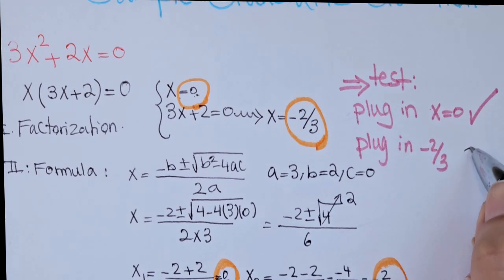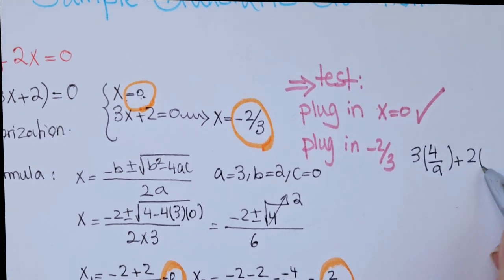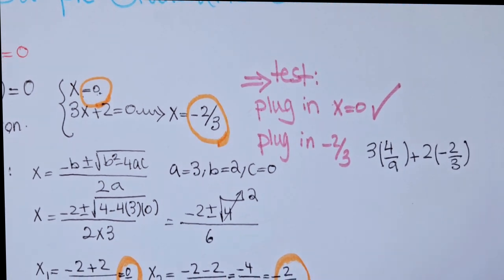So we have 3 times (-2/3)^2, which is 4 over 9, plus 2 times negative 2 over 3, and this must be equal to 0. If the two sides do not equate one another, that means the answer we got is not the correct one.